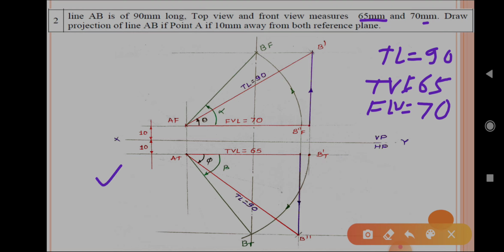By using this data with the same procedure, we can complete the problem. The point A is 10 mm away, means A F and A T we can mark 10 mm away from both reference planes, from HP and from VP. We mark A F and A T and, using the same procedure as the last problem, we get the final answer.